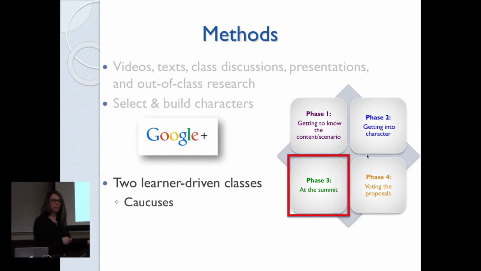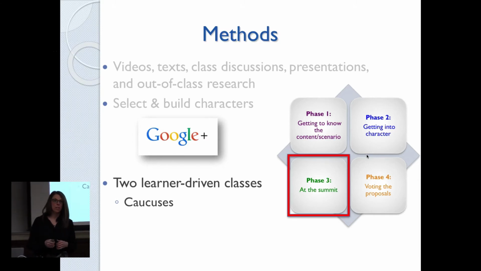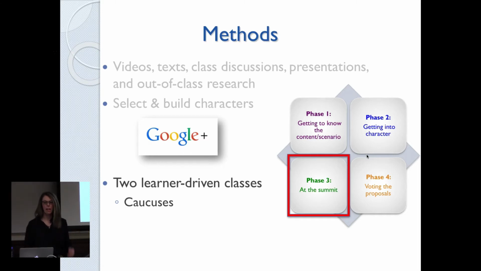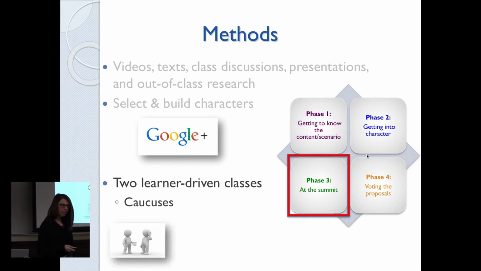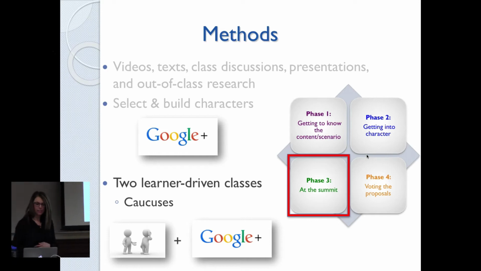And so then that brings us to phase 3, which were 2 completely learner-driven, learner-run classes. During this time, there were 2 caucuses run by the UN representatives, and essentially students were to propose solutions, debate, figure out how to create 2 proposals to combat the very many problems they had spent the last 2 weeks learning about. They talked obviously in class, but they also interacted outside of class via Google+.